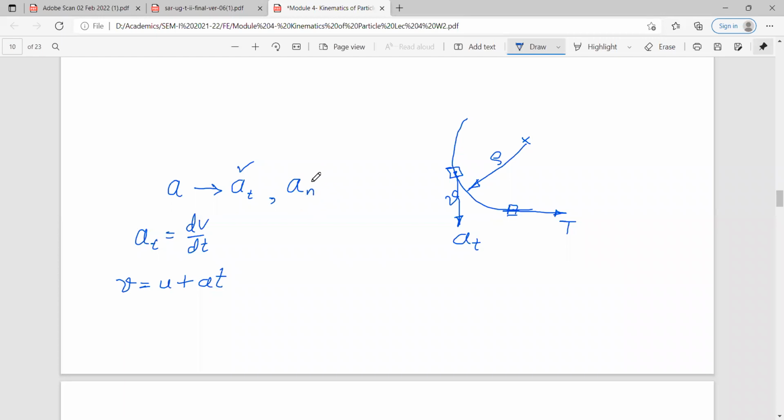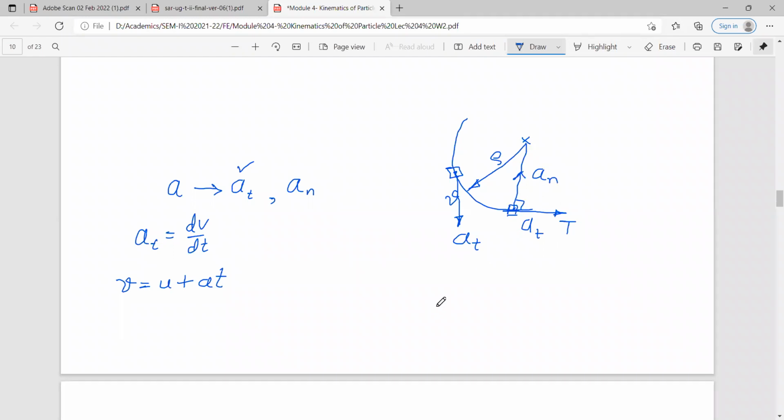Next is the normal component of acceleration. We know that normal component of acceleration is perpendicular to the tangential component. For example, say this is the direction of tangential component. So normal component will be perpendicular to tangential component. Always remember this. This is the fact. And if you draw that perpendicular, it will pass through the center of curvature. Okay, so this is the direction of the normal component.